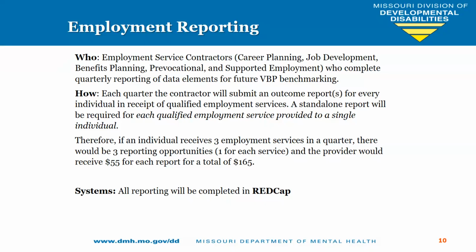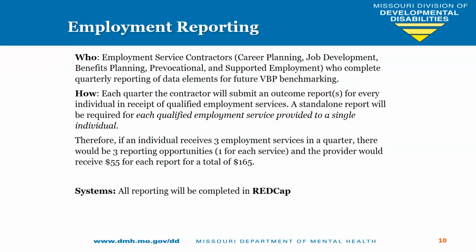So again, each quarter, a provider who has an individual receiving one of those 5 employment services would simply go into the REDCap system, enter in information about that specific individual attached to their DMH ID, answer the questions associated with the service which the individual received, mark it as complete, and at that point in time, then a $55 incentive payment would be provided for the completion of that report. It is important to note that there is the incentive payment available for each DMH ID and for each procedure code that an individual receives.